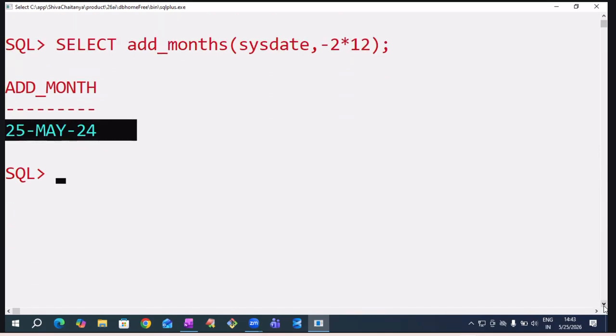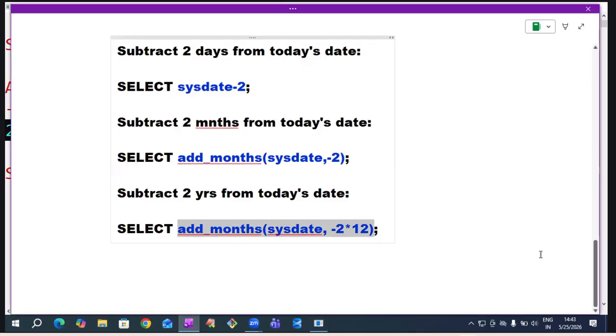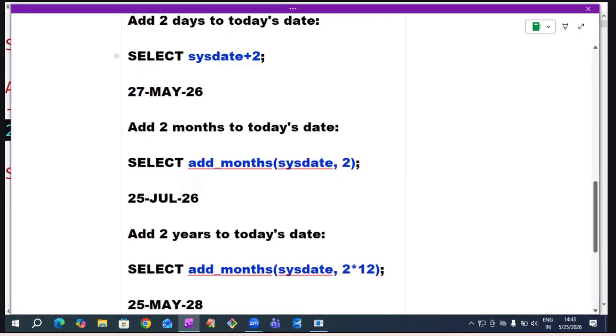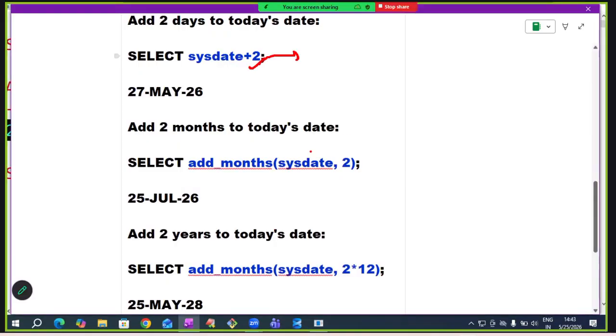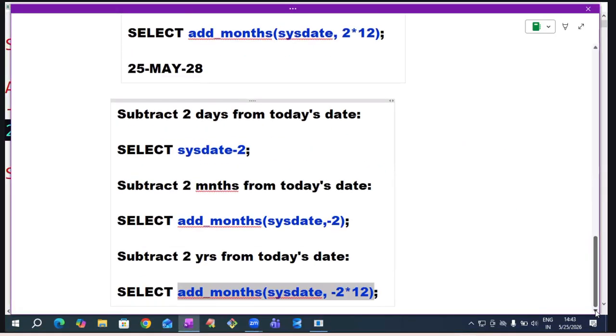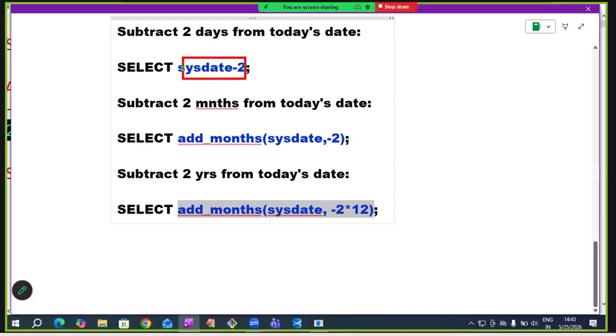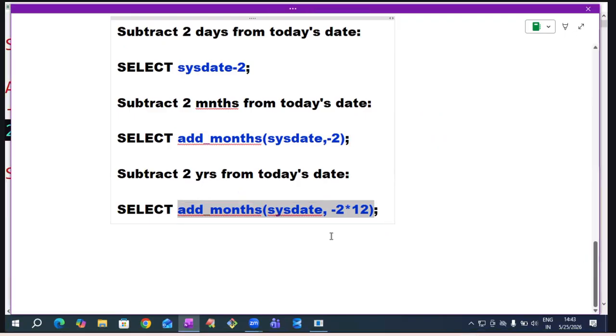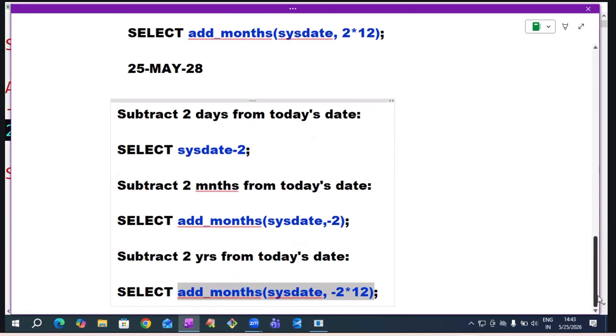So like this, to work with past dates, we need to subtract. To work with future dates, we need to add like this. After 2 days date, after 2 months date, after 2 years date. To work with future dates, add. If we want to work with past dates, here we are subtracting 2 days ago date, 2 months ago date, 2 years ago date. To work with past dates, we need to subtract. Based on our requirement, use them. If we know these 6 cases, comfortably we can work with future dates and past dates.